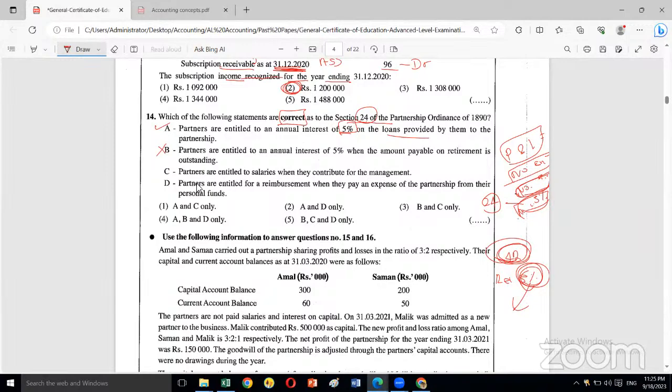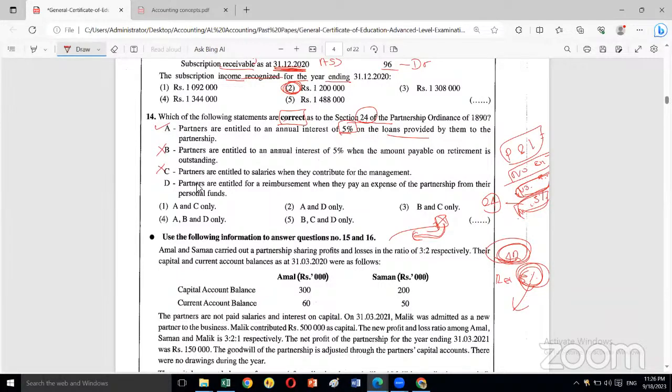See, partners are entitled to salary when they contribute as manager. No, I said there is no salary for partner. So C is wrong. Partners are entitled to reimbursement when they pay expenses for the partnership from their personal fund. Assume now I am a partner. In the partnership, there is no money, but for an emergency expense, I paid from my personal money. The partnership should repay that money to me in future.